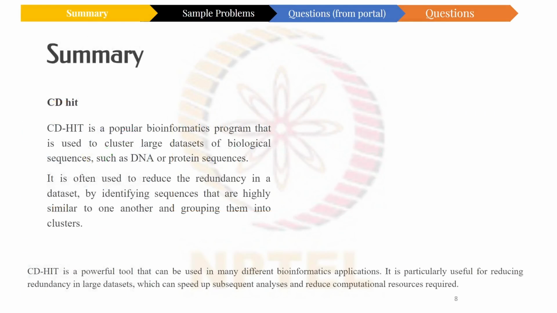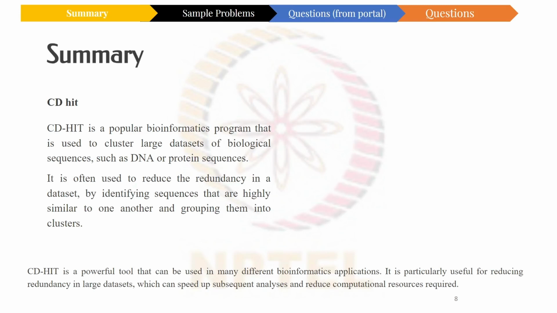So first, the popular method is CD-HIT, which refers to a widely used bioinformatics tool for clustering and comparing large sets of protein or nucleotide sequences. Here, CD-HIT stands for Cluster Database at High Identity with Tolerance. It was first introduced in 2004 and has since undergone several updates and improvements.